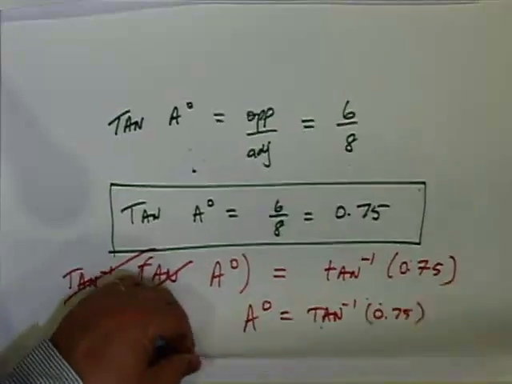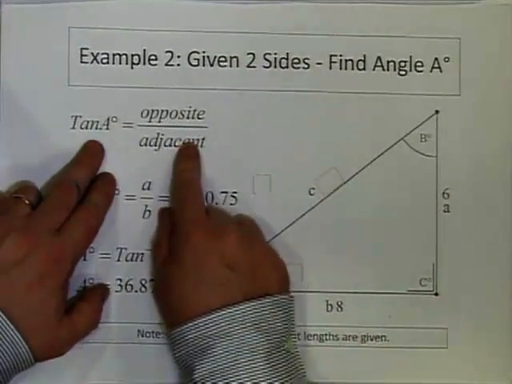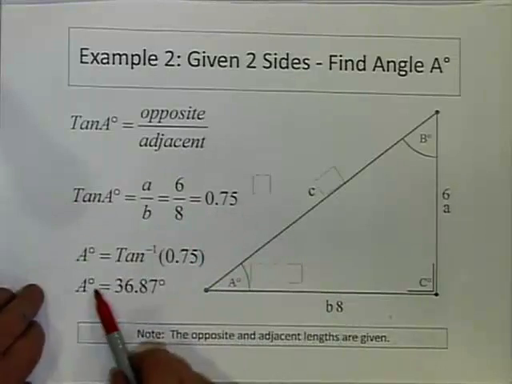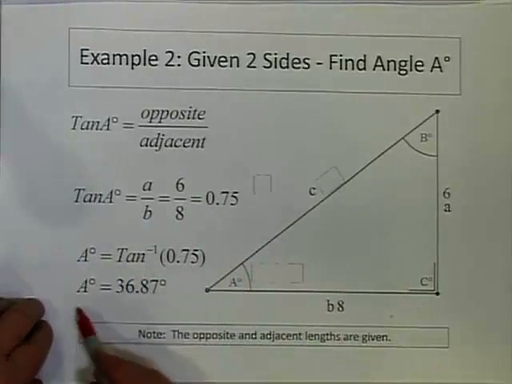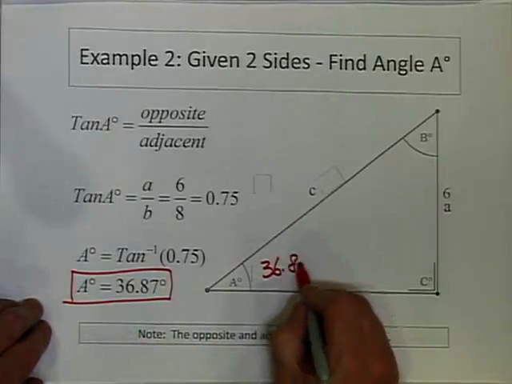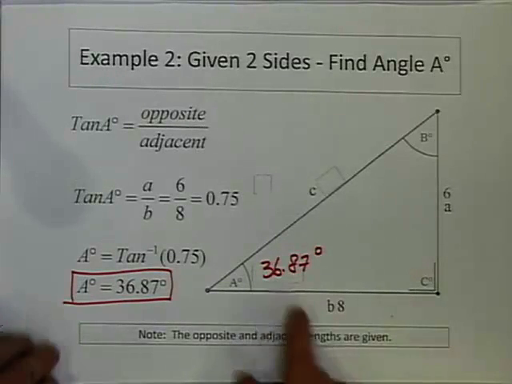Yeah. I find a tan of, well, what I say is, I've said tan is opposite over adjacent. Tan A is 6 over 8, 0.75. A is inverse tan of this. A is 36.87. Less than 45, that's my angle.